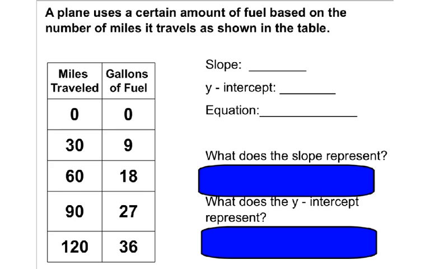Okay, let's look at another example. A plane uses a certain amount of fuel based on the number of miles it travels, as shown in the table. Well, in this case, I'm going to have to find my slope from the table. Okay, so gallons would be our x, miles traveled would be our y.